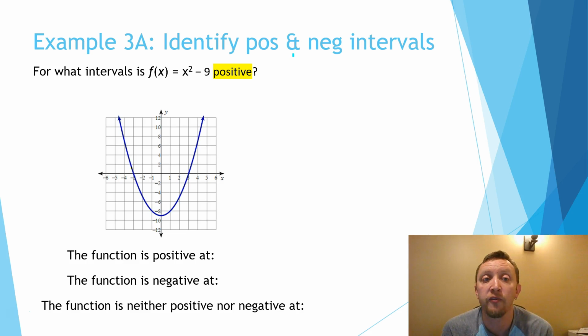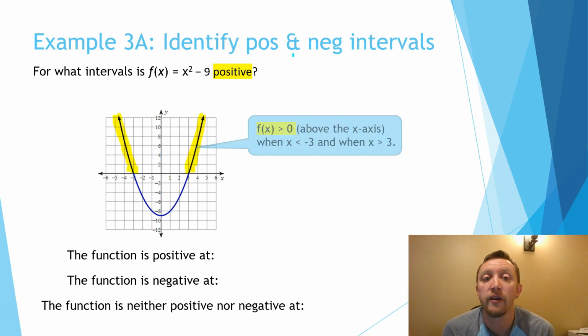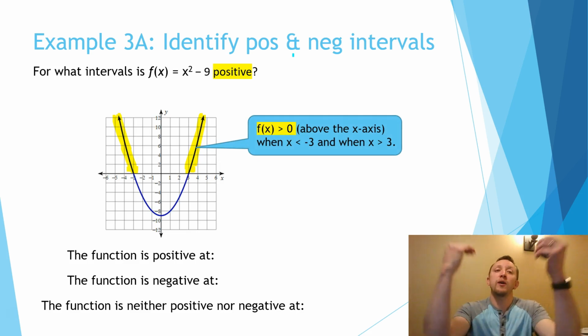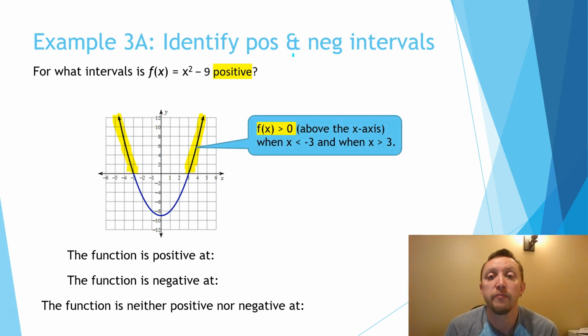In this one, we're trying to figure out for what intervals this graph is positive. Okay, so to figure out where it's positive, it's going to be anywhere above 0. So where it's above the x-axis, that's where the values are going to be positive. And that happens when x is less than negative 3, and when x is greater than positive 3. That's when the graph is going to be positive. And so we could write that in interval notation, saying from negative infinity to negative 3, it's positive, and from 3 to infinity, the answers are going to be positive.